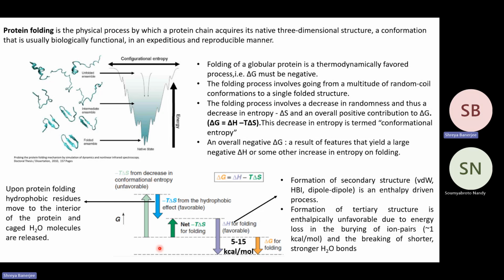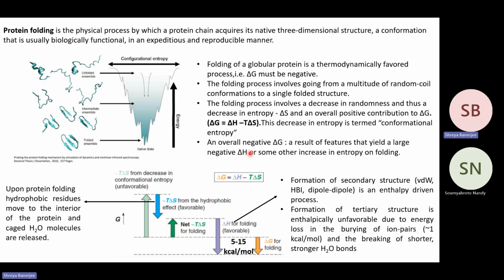In folding, if we look at it energetically, you see this arrow. This represents the enthalpy of folding. Generally, when there is a free polypeptide chain and it is forming a secondary structure, there are hydrogen bonding interactions, dipole-dipole interactions, and so on. So in secondary structure, many stabilizing interactions are forming. So the enthalpy is favorable. That is, enthalpy is negative.